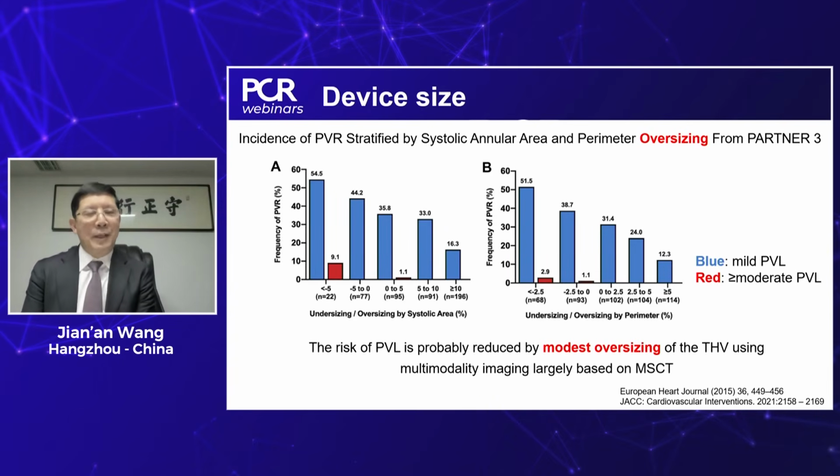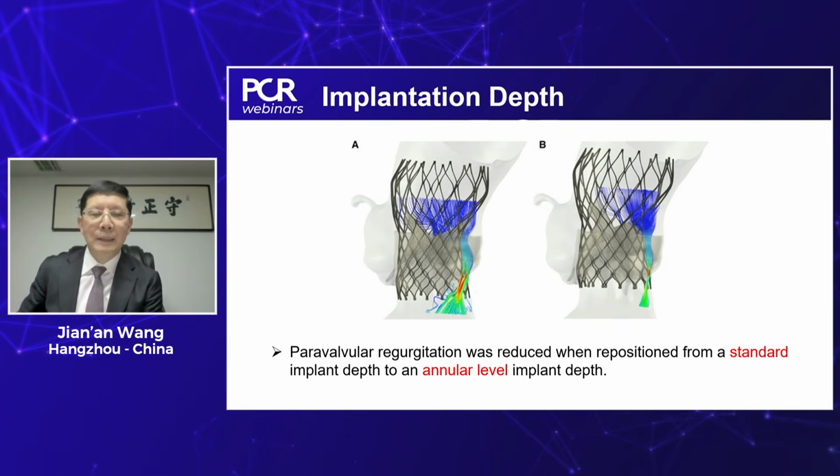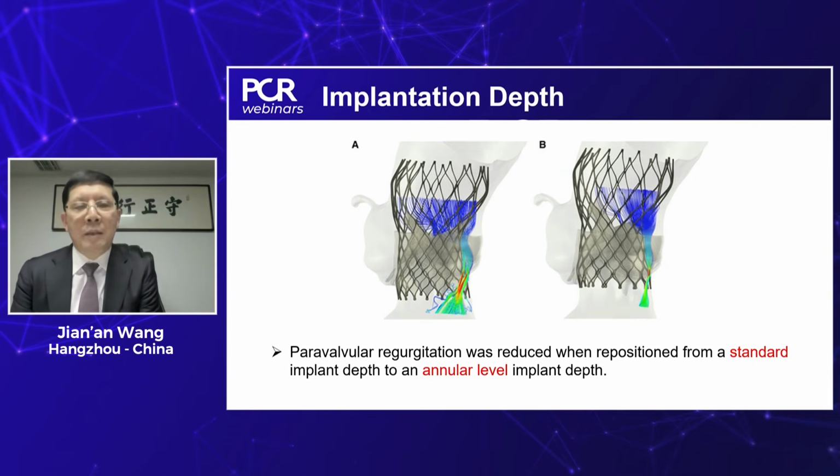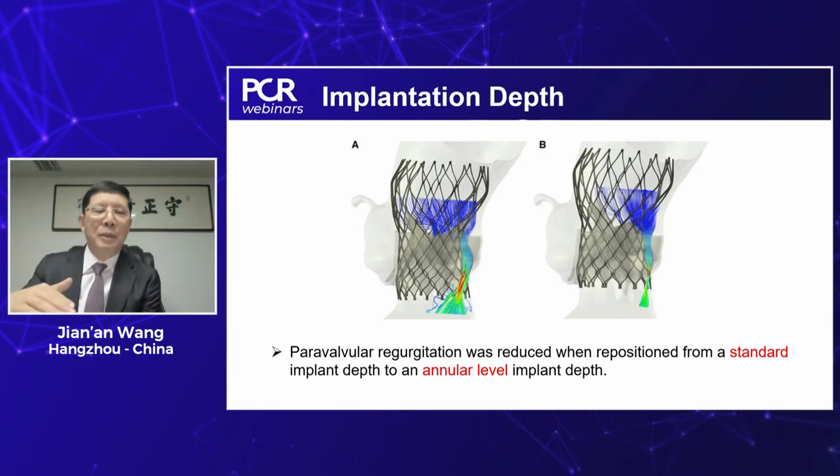So how to have proper sizing? Actually, just now we already had a good discussion. But from the two papers, it looks like oversizing is better for preventing PVL. But we need to remember that most of the patients enrolled in the two studies had tricuspid aortic valve stenosis, so tricuspid and bicuspid may have totally different stories. Also, another important factor is the implantation depth. If we deploy the device too deep, it may cause PVL.